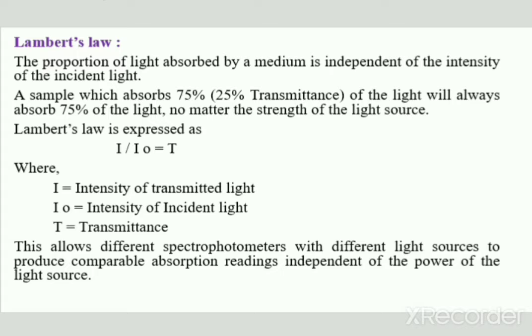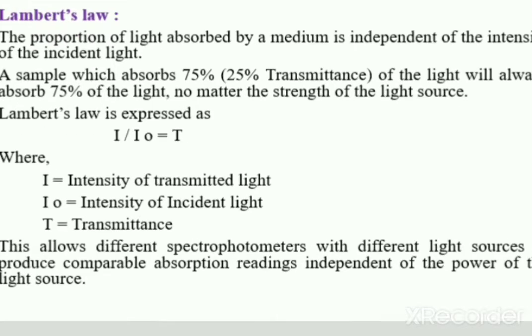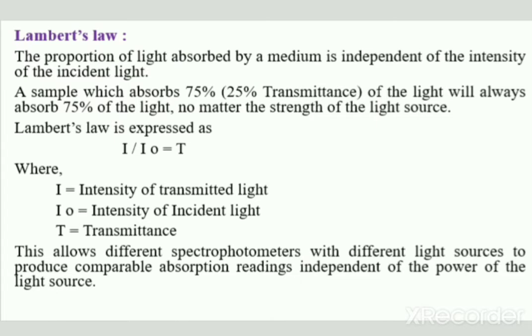So for example, suppose a sample absorbs 75%, that means there is 25% transmittance. You know that absorbance and transmittance are two different concepts. If that sample absorbs 75% out of 100, that means 25 remains, and that 25% is the transmittance. The sample will always absorb 75% of the light, no matter the strength of the light source. If your sample absorbs that much, the remaining part is the transmittance.